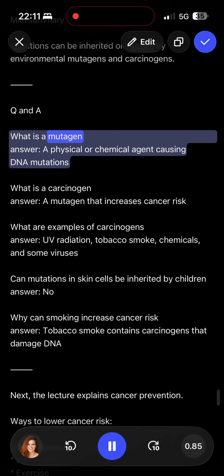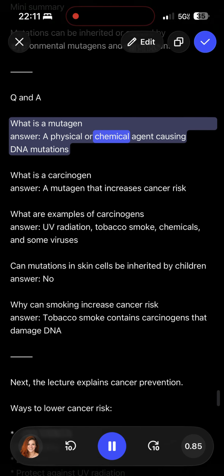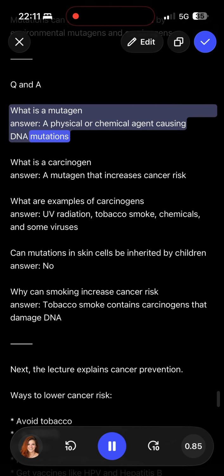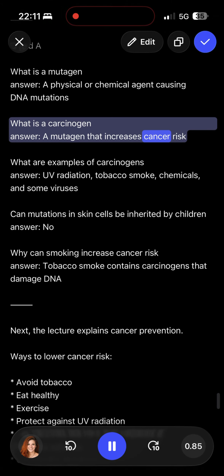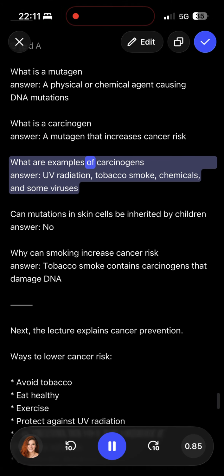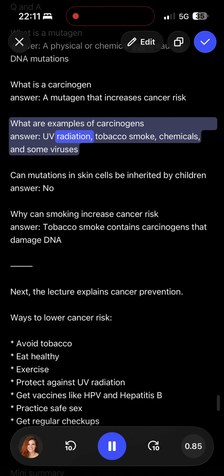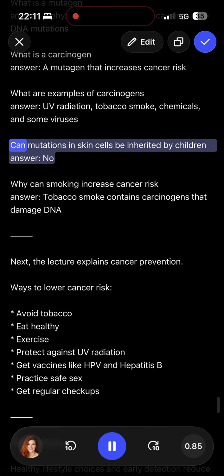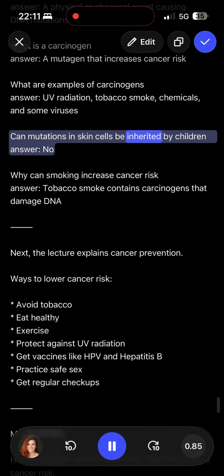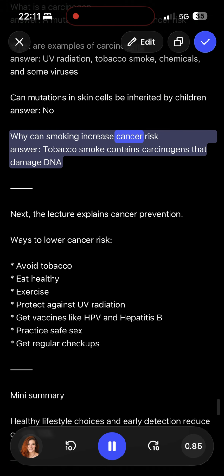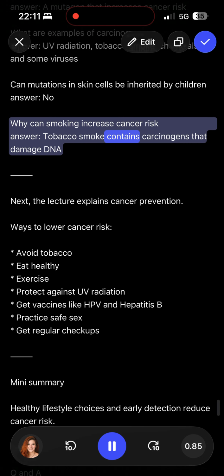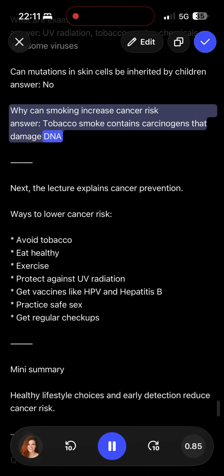Q&A. What is a mutagen? Answer: a physical or chemical agent causing DNA mutations. What is a carcinogen? Answer: a mutagen that increases cancer risk. What are examples of carcinogens? Answer: UV radiation, tobacco smoke, chemicals, and some viruses. Can mutations in skin cells be inherited by children? Answer: no. Why can smoking increase cancer risk? Answer: tobacco smoke contains carcinogens that damage DNA.